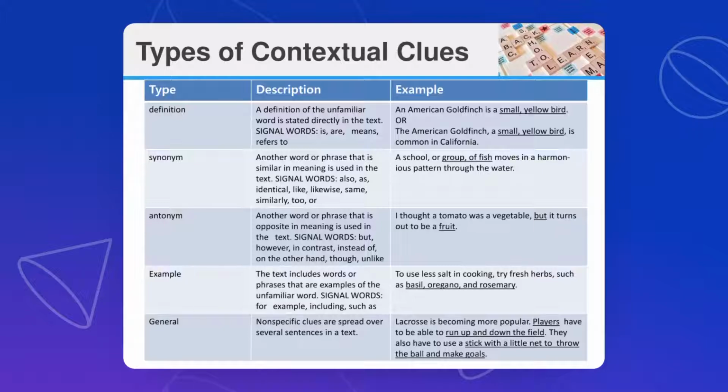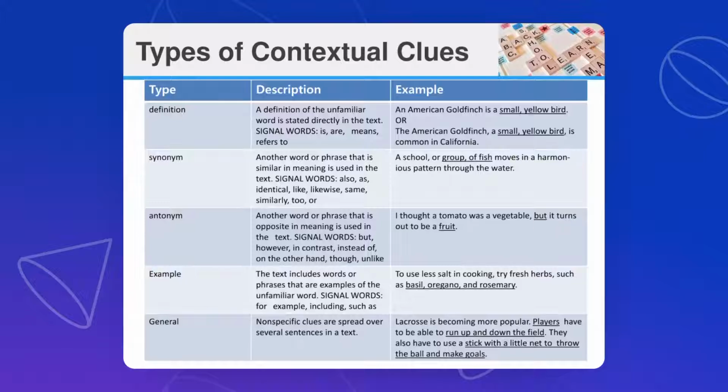Then we have general contextual clues. It's just like non-specific clues spread over several sentences in a text. And this one is giving us a clue of what the game of lacrosse is. It says lacrosse is becoming more popular. You might go, what is lacrosse? Okay, here, players have to be able to run up and down the field. They also have to use a stick with a little net to throw the ball and make goals. We've painted a word picture here so that you can see what lacrosse is.